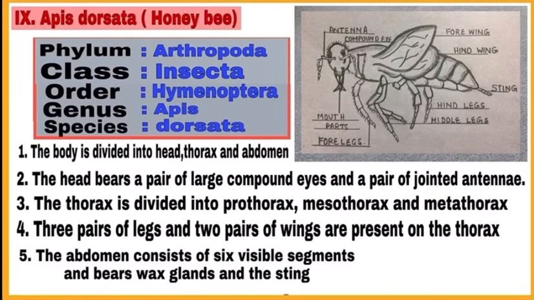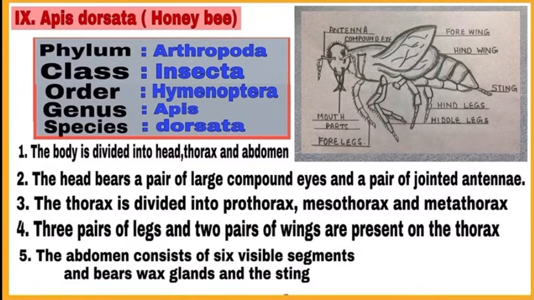Come to next, Apis dorsata, honey bee. It also belongs to phylum Arthropoda and class Insecta. Now see the characteristic features of it. The body is divided into head, thorax and abdomen. The head bears a pair of large compound eyes and a pair of jointed antennae.